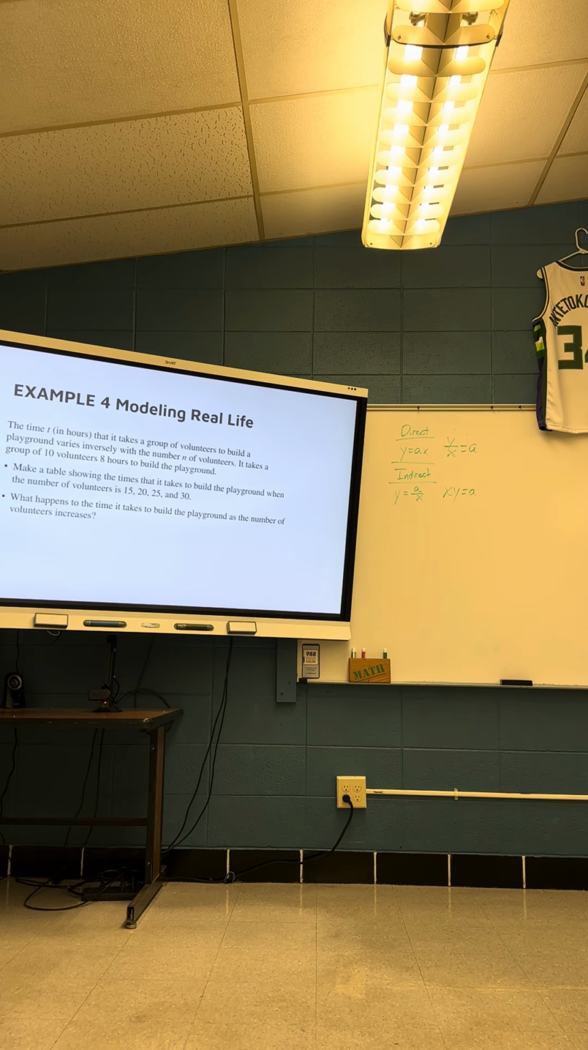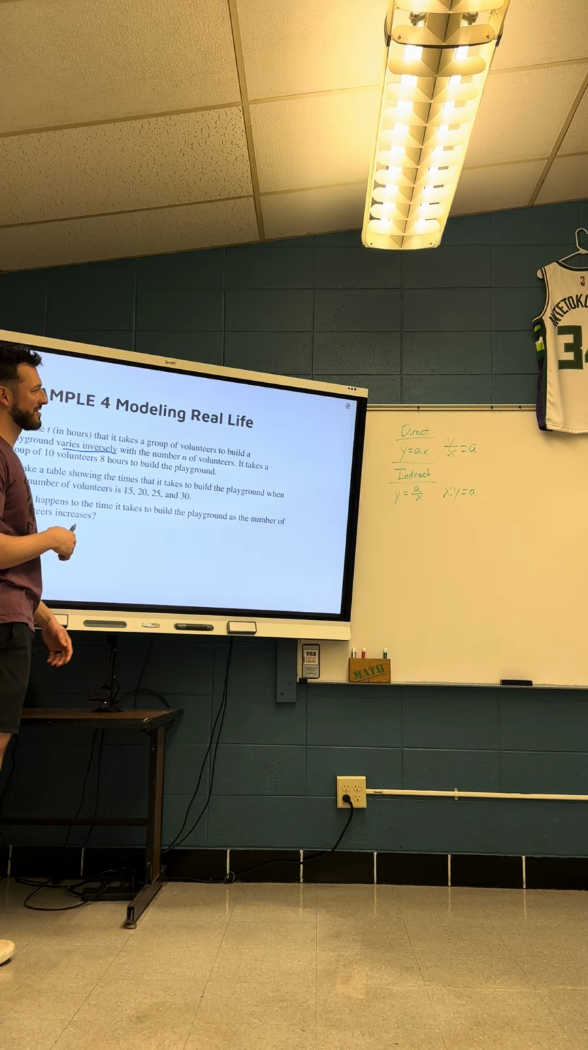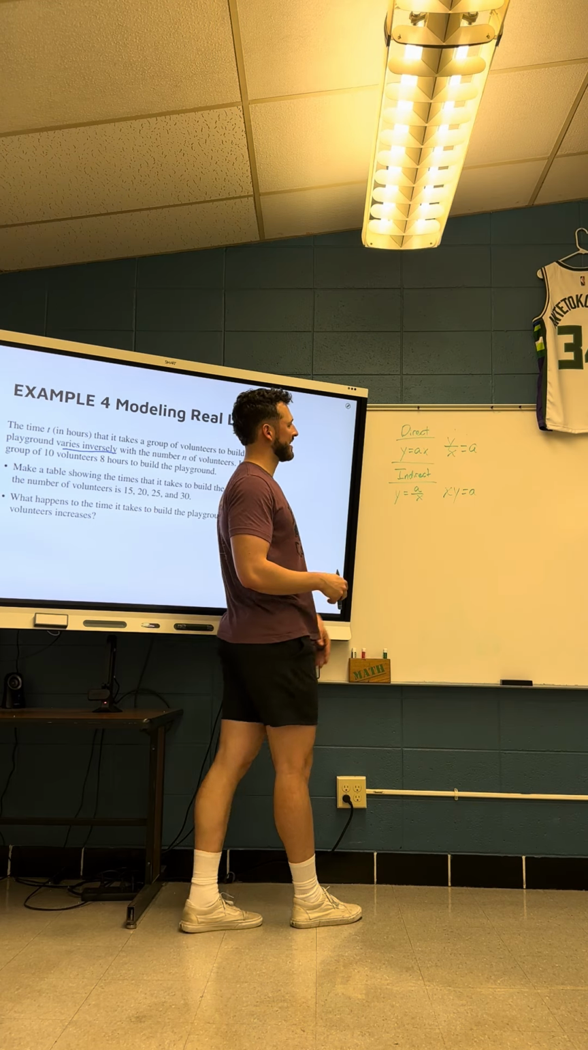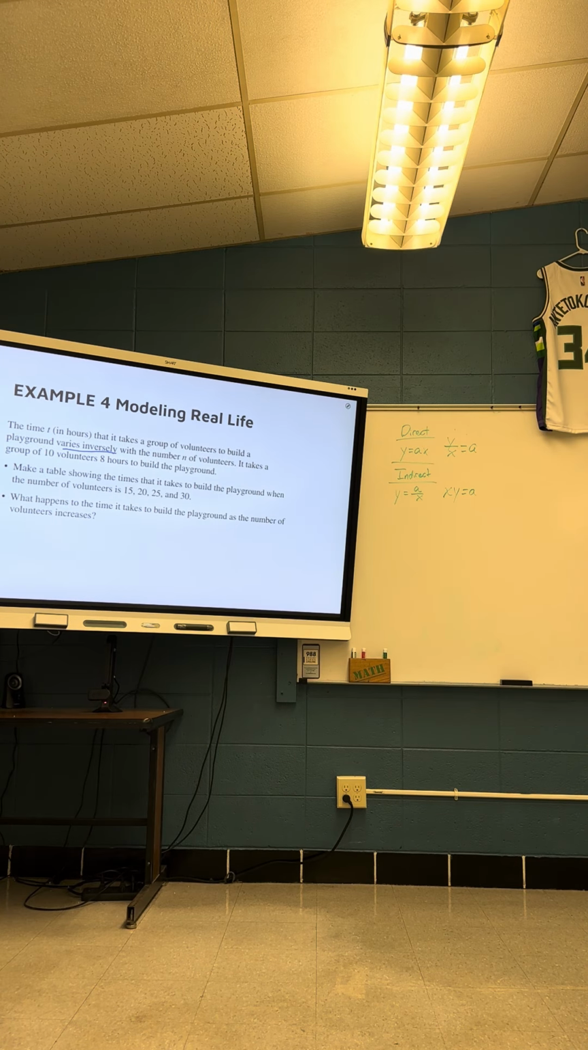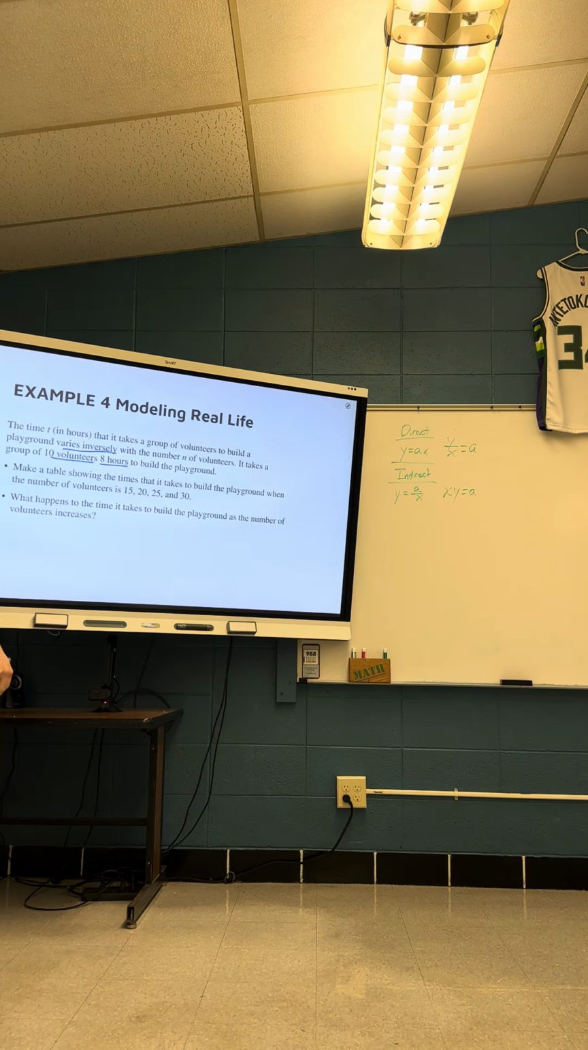Last example, the time t in hours that it takes a group of volunteers to build a playground varies inversely with the number n of volunteers. It takes a group of 10 volunteers 8 hours to build the playground. A few key words here. They say that the playground varies inversely. That tells us that we're going to use y equals a divided by x. It takes a group of 10 volunteers 8 hours to build the playground. That's a data point: 10 volunteers, 8 hours.